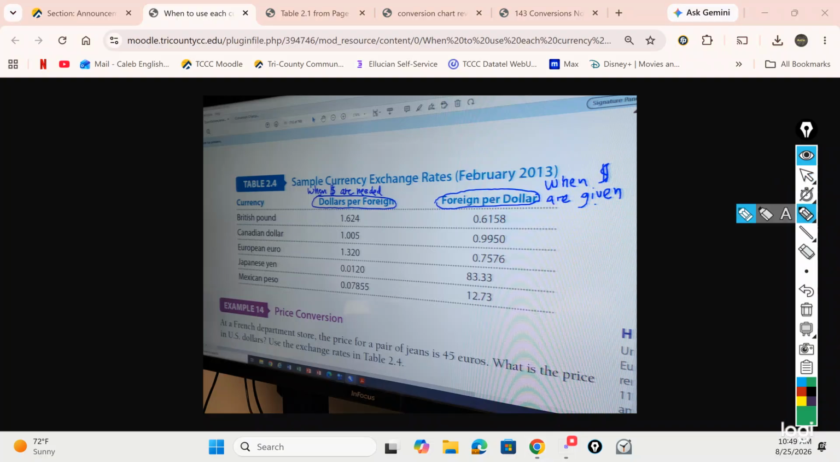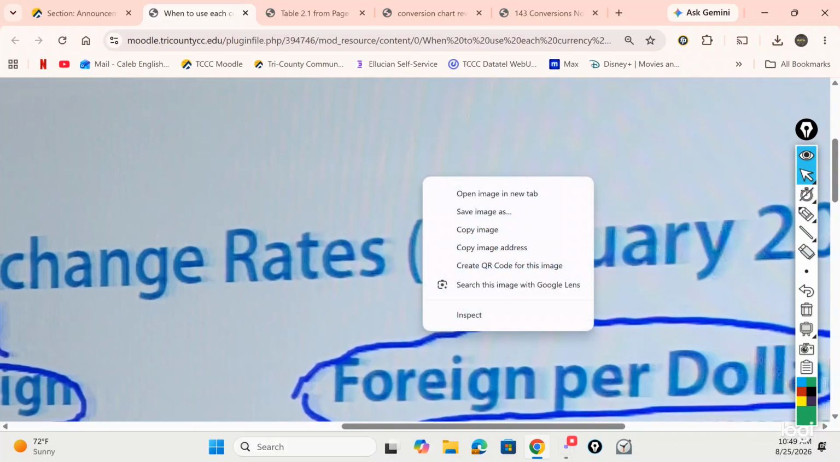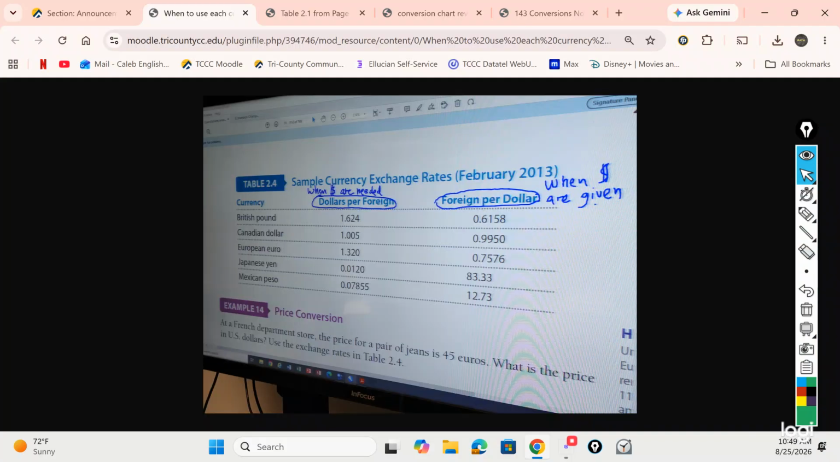Dollars per foreign means that's when dollars are needed. And then, let me make this a little bit bigger because it's kind of hard to see. Whoa! All right. Come on. Easy. Well, I guess not. I don't know what's going on with this thing. Well, it'll be all right.